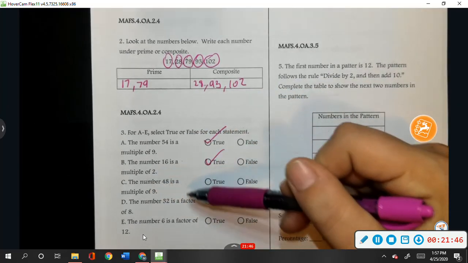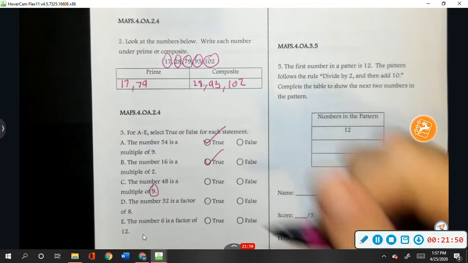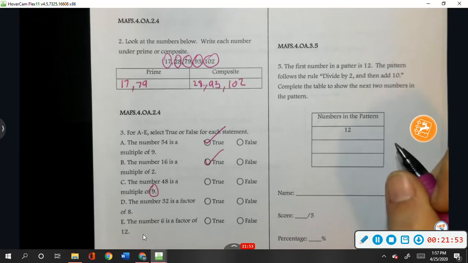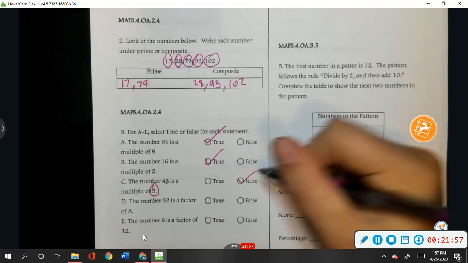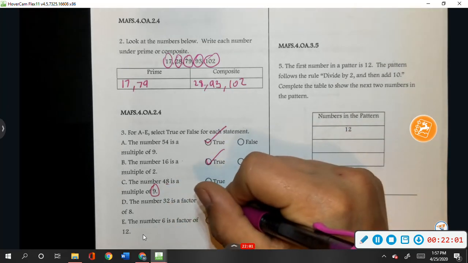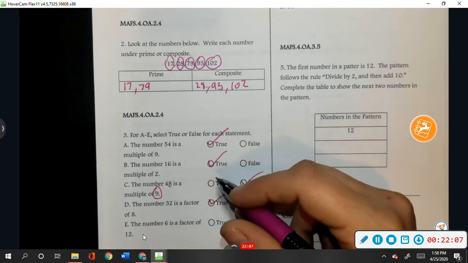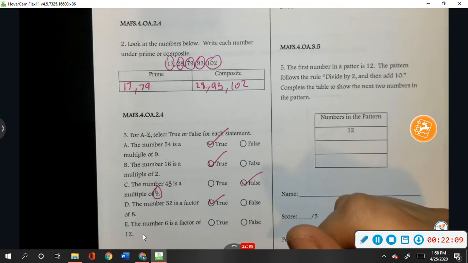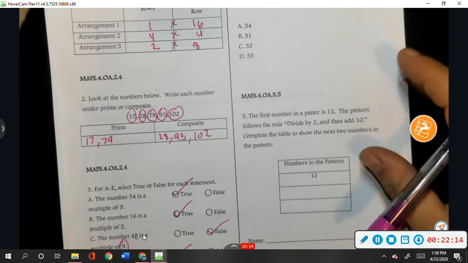The number 48 is a multiple of 9. We know that's not true because in order to be a multiple of 9, we have to be an odd number. That is not an odd number, so that is false. The number 32 is a factor of 8. That is true because of 8 times 4. The number 6 is a factor of 12. That is true. No. Yes, that is true because 6 times 2. The way that was worded for a second looked weird.